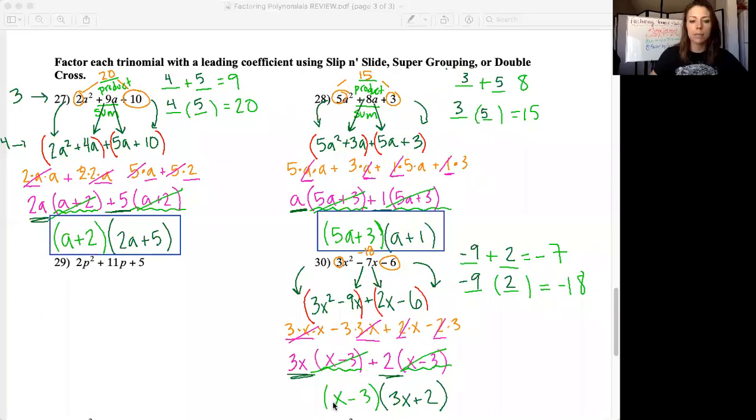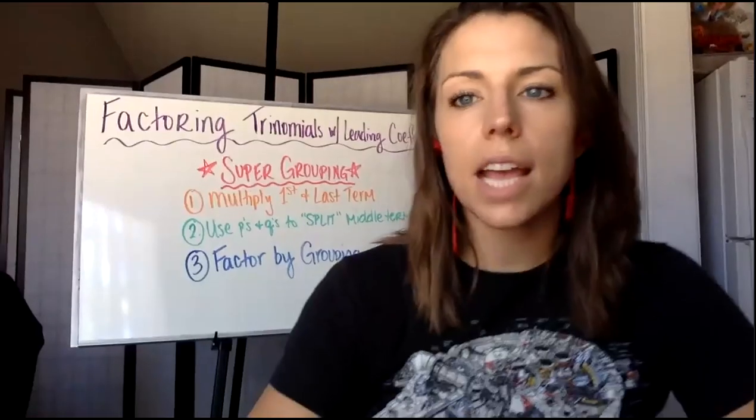3x times x is 3x squared. X times 2x is positive 2x, negative 3 times 3x is negative 9x, and negative 3 times 2 is negative 6, and negative 9x plus 2x is negative 7x. So we know we did it correctly. All right, that concludes this video.